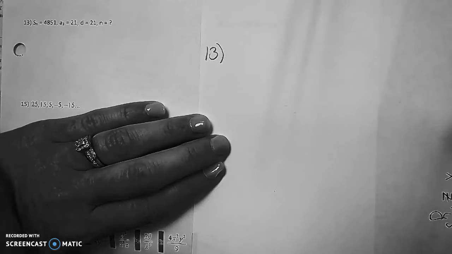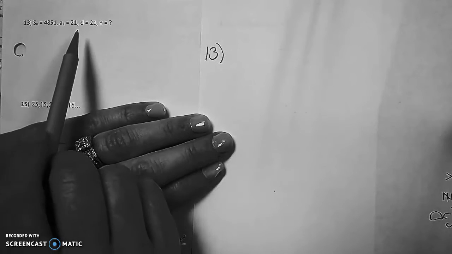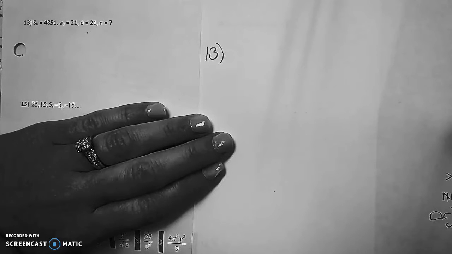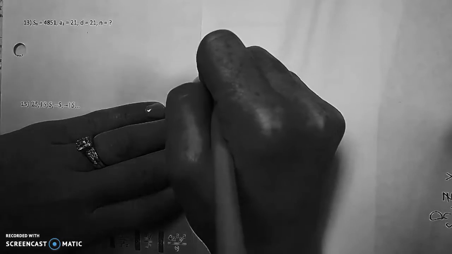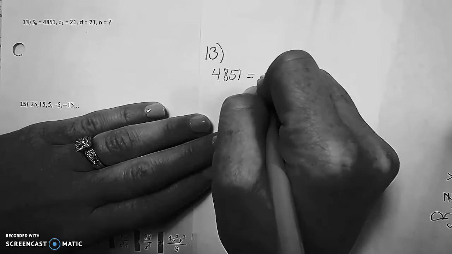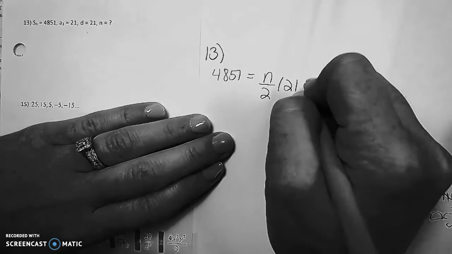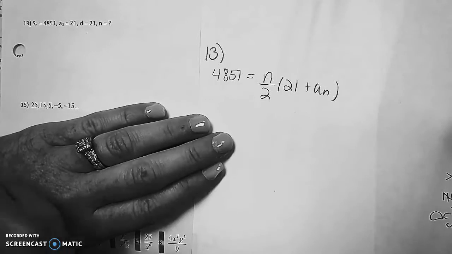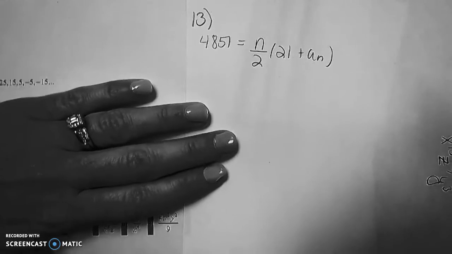I was asked about number 13. Number 13 is going to be a review problem. So I do know it's arithmetic, and I know that because it gives me a common difference. I know the sum. I do not know how many terms. I do know A1, but I don't know A sub n, so I have two unknowns, which means I need another equation with the same two unknowns.